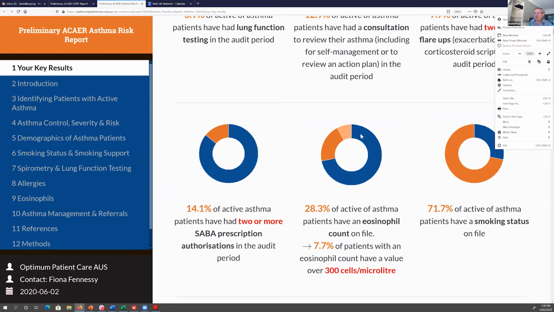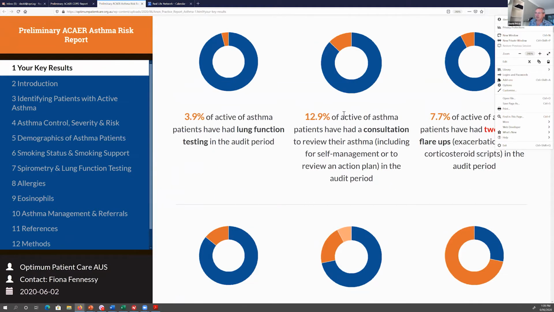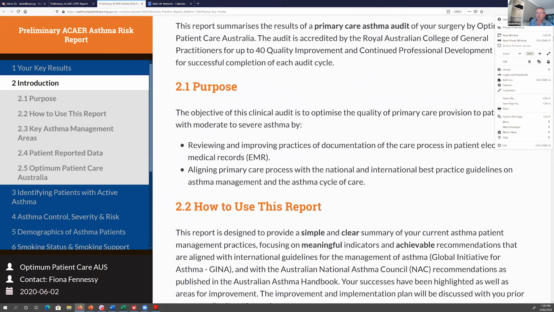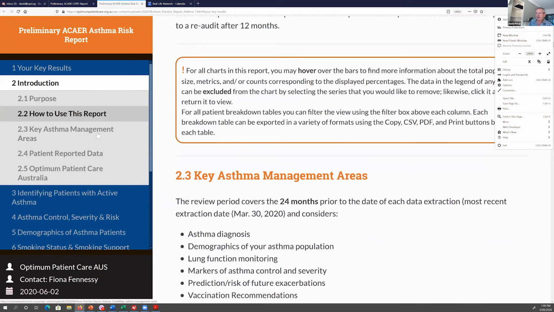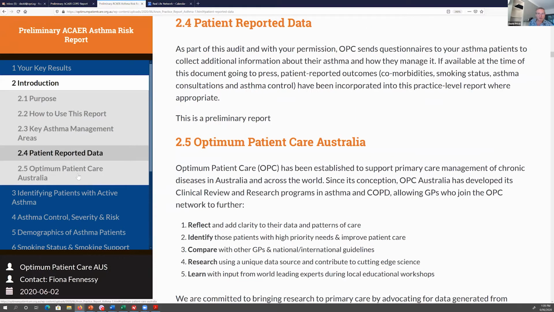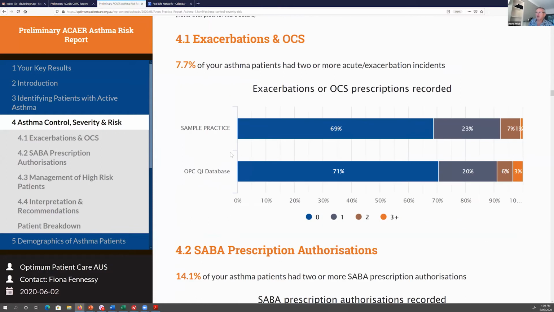We can see the proportions of these things, and you can also click on certain aspects of this as well and get it, it's interactive. So there's a simple description of the actual report, the key management areas, and then also some patient reported data with some questionnaires. The bit that I think is most interesting is the high risk patients. So this is the proportion with 2 or more exacerbations, or 3 or more exacerbations in the 2-year period.